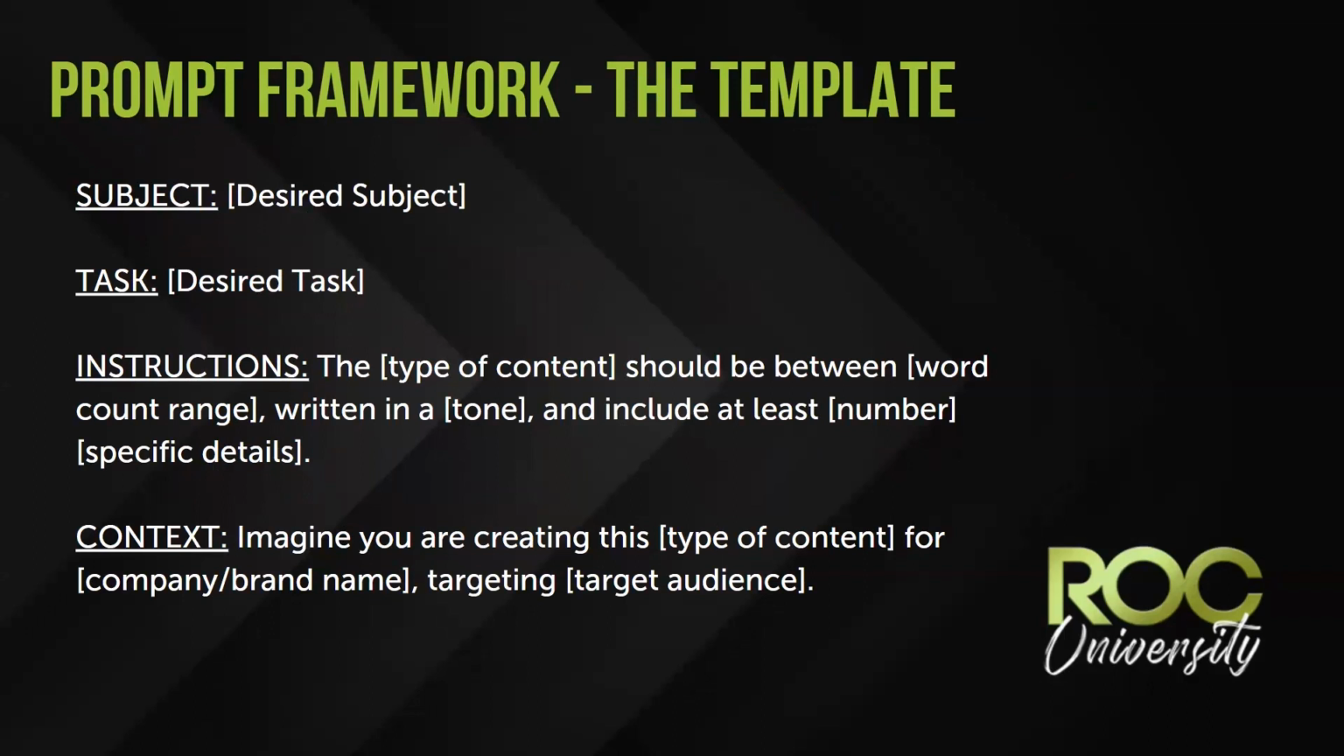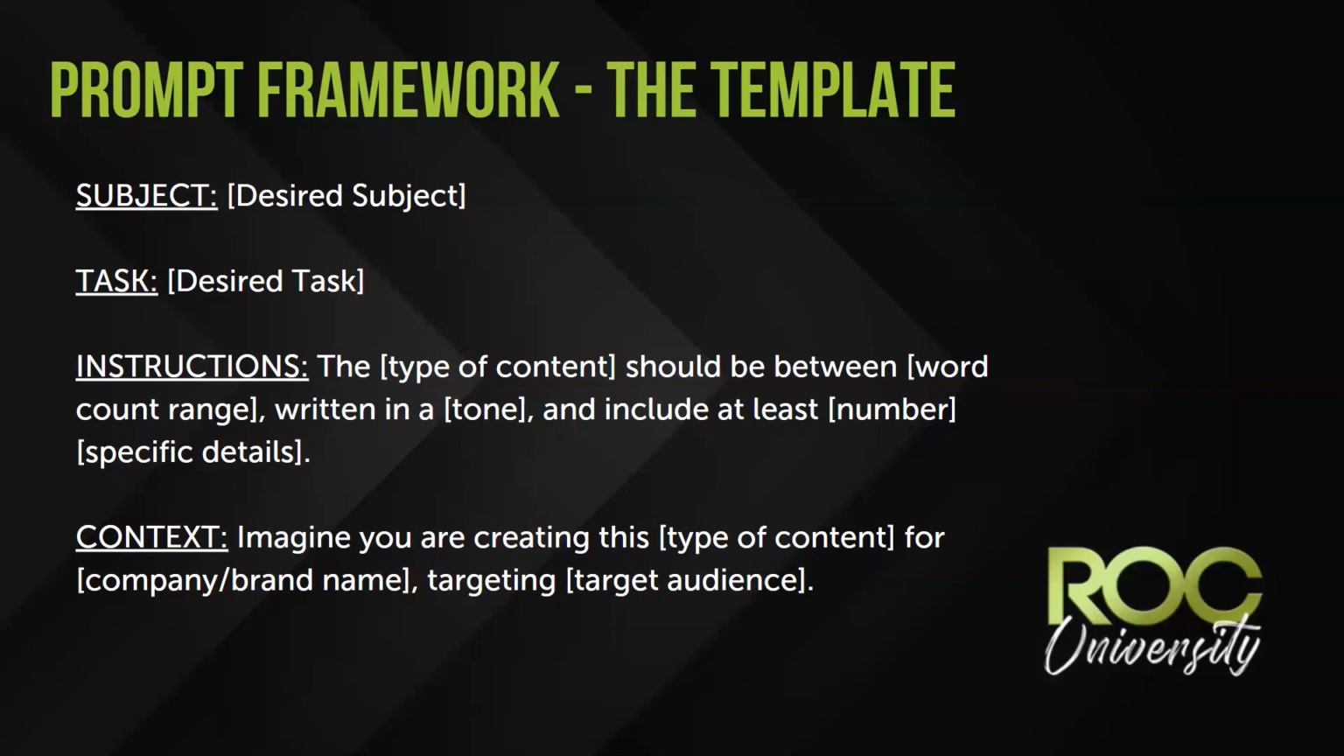Task, what do you want GPT to accomplish? What is the task that you desire to be completed? Instructions, the type of content should be between X amount of words or count range, written in what type of tone, and include at least X amount of specific details. Okay, so you're getting very specific in that. Again, we've been very broad. Write me a blog article for my real estate website on buying real estate in X market, right? It's a little bit more broad. We're going to get a lot more detailed today.